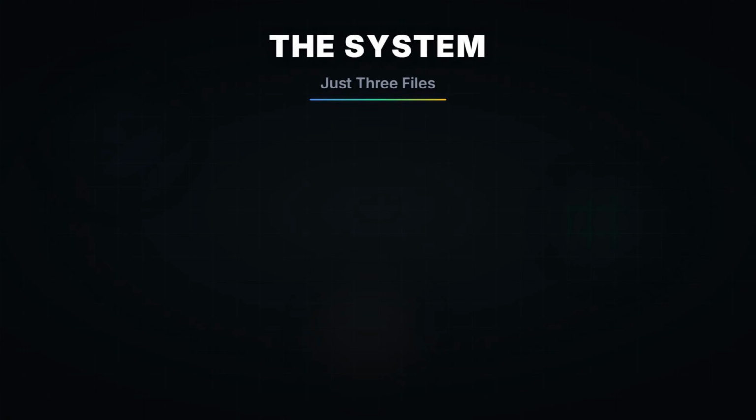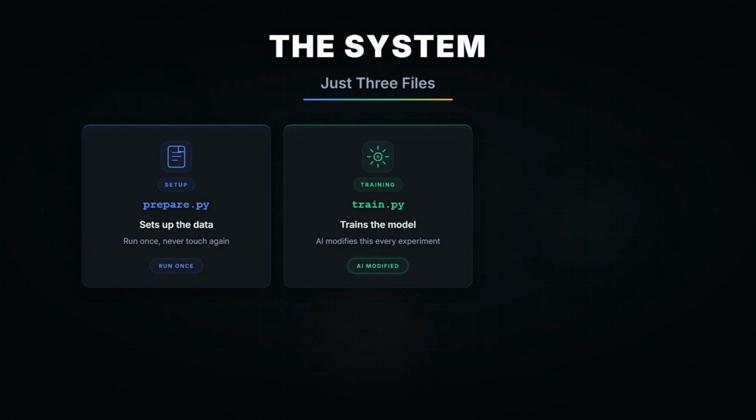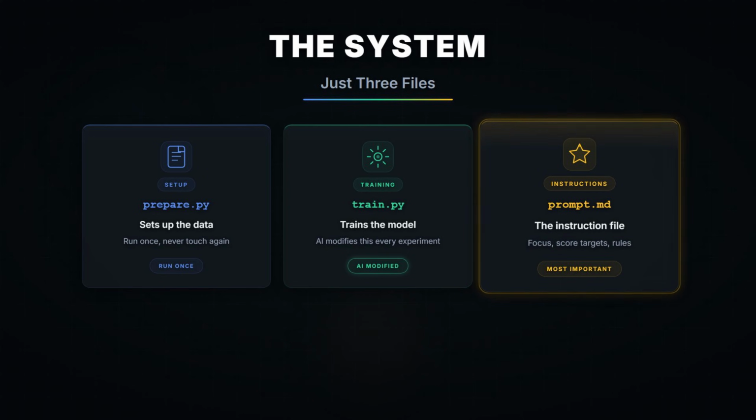The whole system is just three files. Prepare.py sets up the data. You run it once and never touch it again. Train.py is the actual code that trains the model. This is what the AI agent modifies every experiment. And program.md is the instruction file. This is the most important one. It tells the AI what to focus on, what score to improve, and what rules to follow.